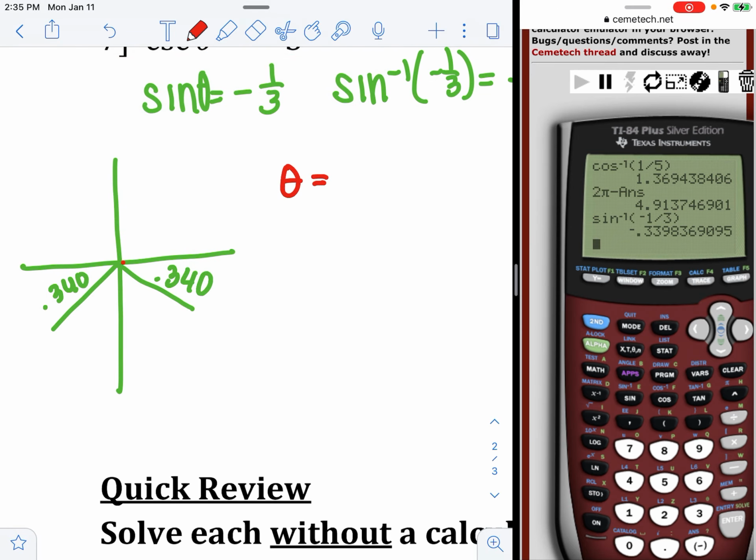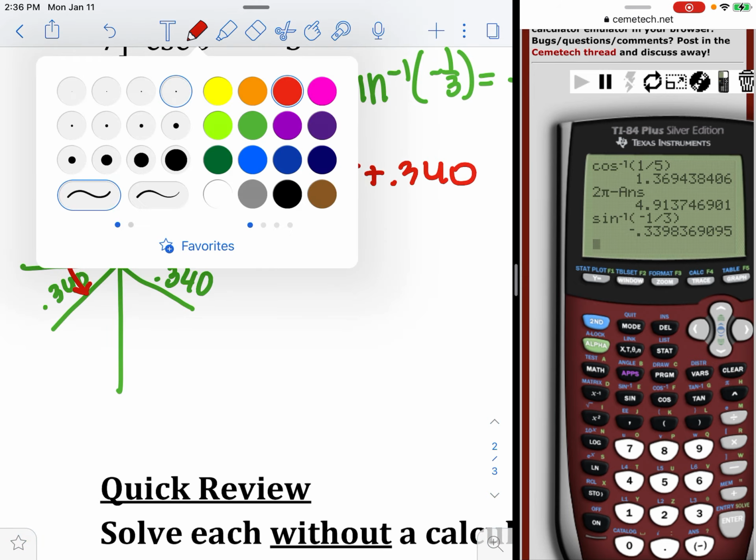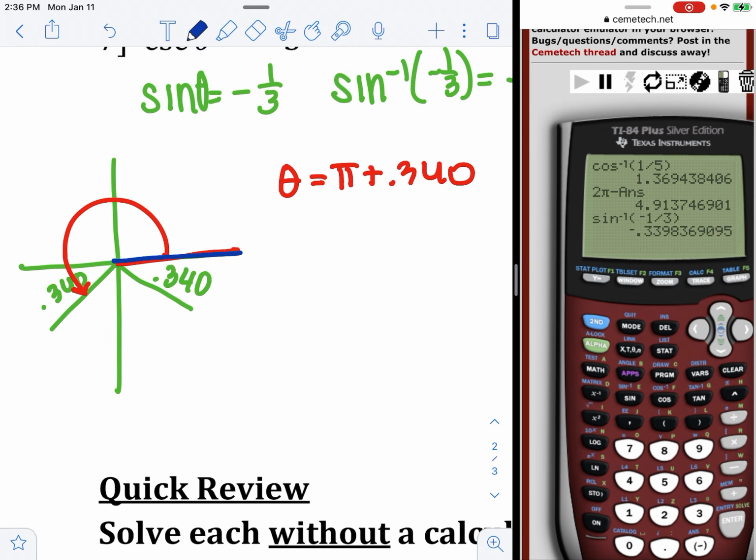So let's start off with how. Positive x-axis, counterclockwise. So that is pi plus 0.340. My other angle, positive x-axis, counterclockwise, and that's almost a full rotation, which is 2 pi, but I have to get rid of that 0.340.